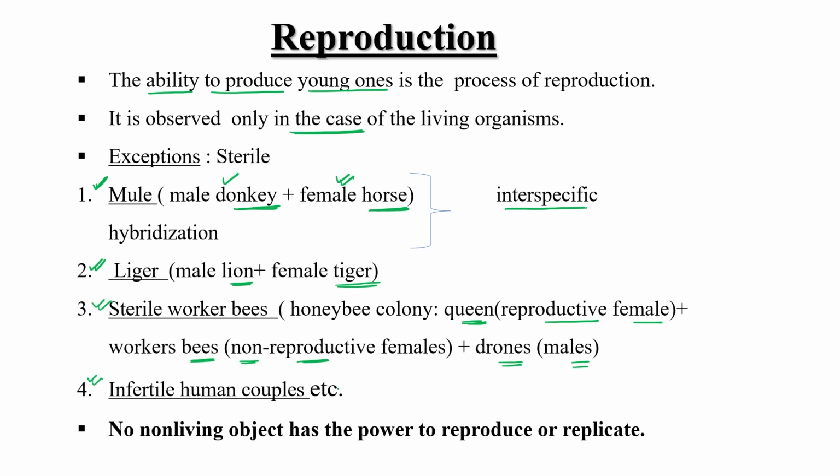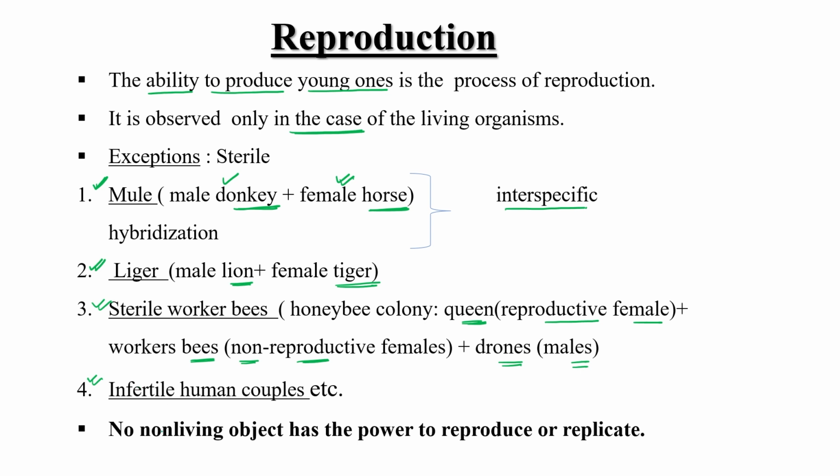Infertile human couple means some human being is having some kind of hormonal problems or stress problems or some physiological problem. Because of that they are not able to reproduce. Some ladies are not able to get pregnant because of some hormonal disturbance or some other physiological property. So that infertile human couple also comes under this category.